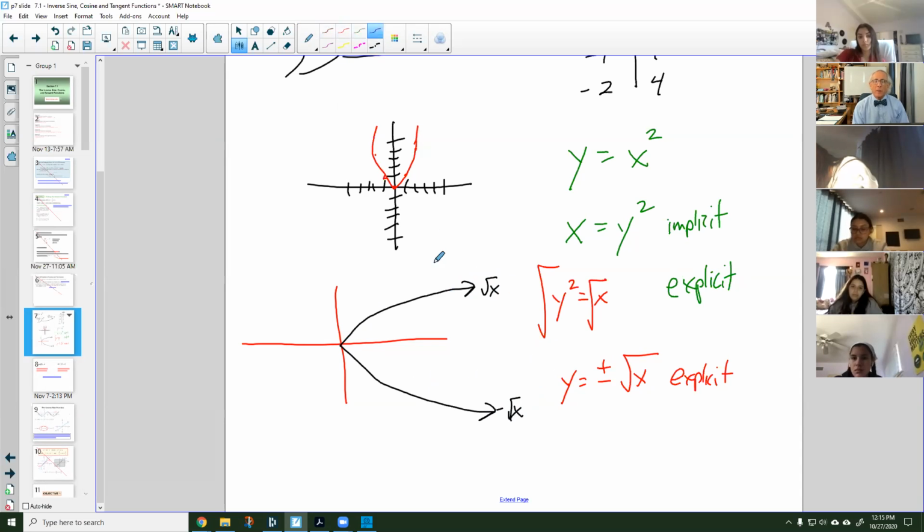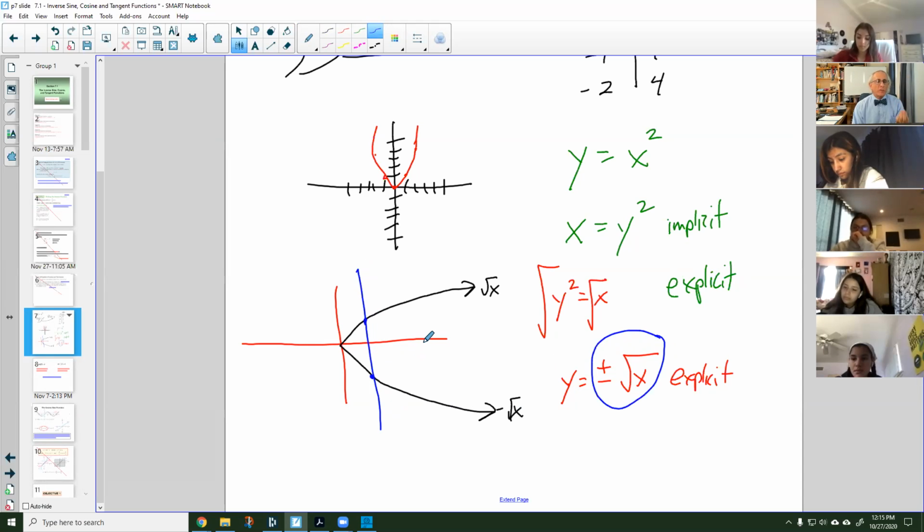And the problem that I have now is that this is not a function. It doesn't pass the vertical line test. Remember the vertical line test for a function? Right. Plus or minus square root of x fails the vertical line test. I hit my relation twice.